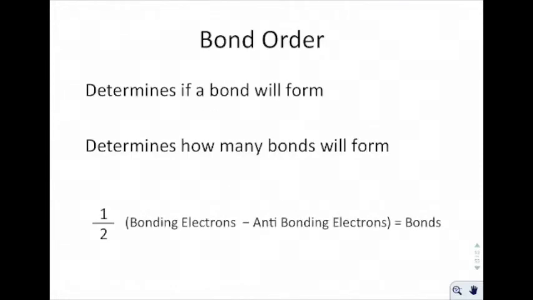And then what we do is calculate what's called the bond order. The bond order determines if a bond will form and how many bonds will form. The formula is 1/2 of the bonding electrons minus the antibonding electrons. When you multiply by the half that we originally said, that tells you the number of bonds that form between two elements.